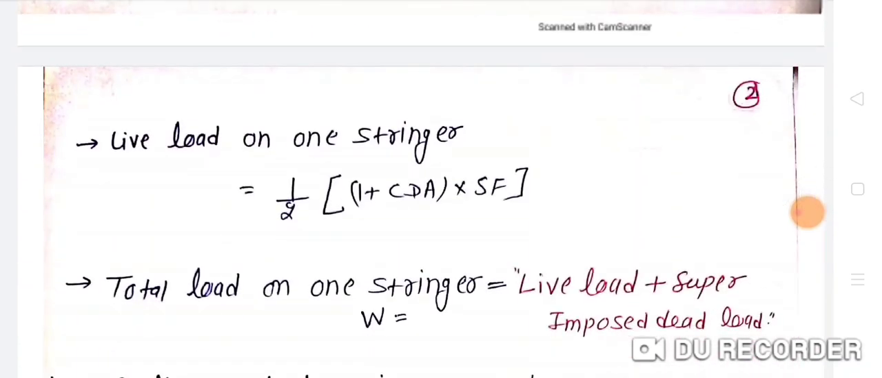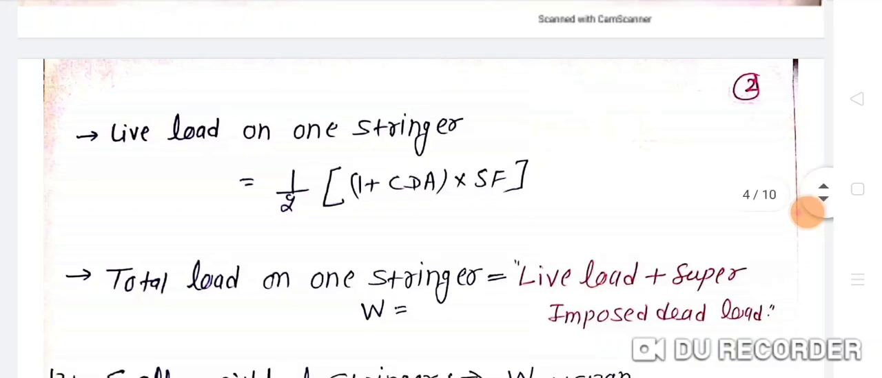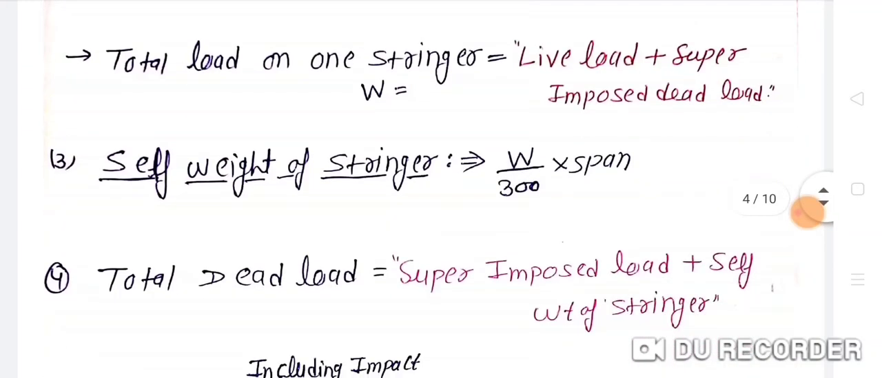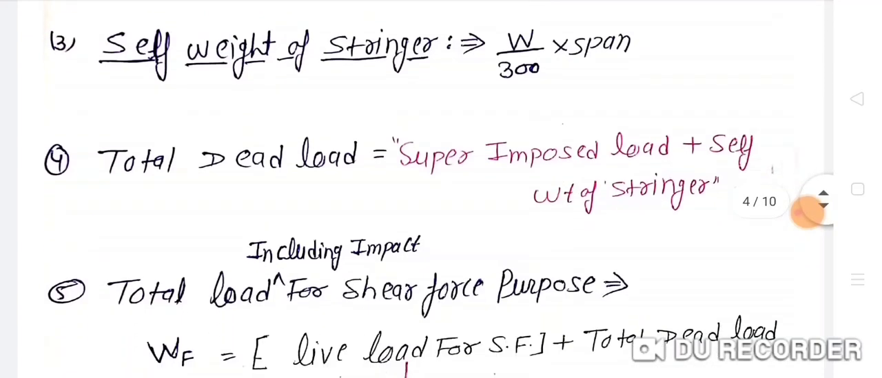Now we calculate the live load on one stringer, which is equal to 1 by 2 into (1 plus CDA) into shear force. Now we calculate the total load on one stringer. This is the combination of live load plus superimposed dead load, plus self weight of stringer, W upon 300 into span. W is equal to the combination of live load plus superimposed dead load. Total dead load is the combination of weight of rails, fastenings, sleepers and also the self weight of the stringers.